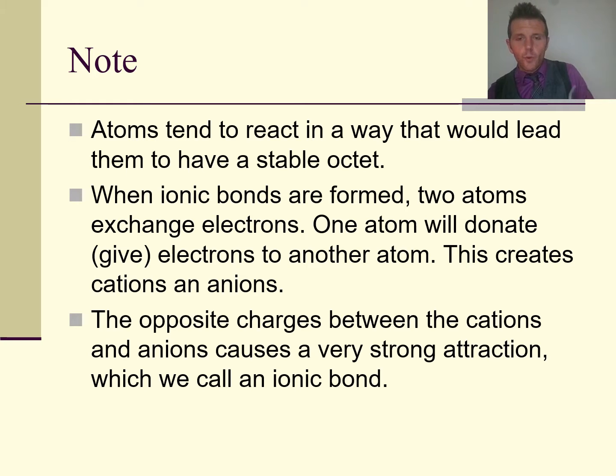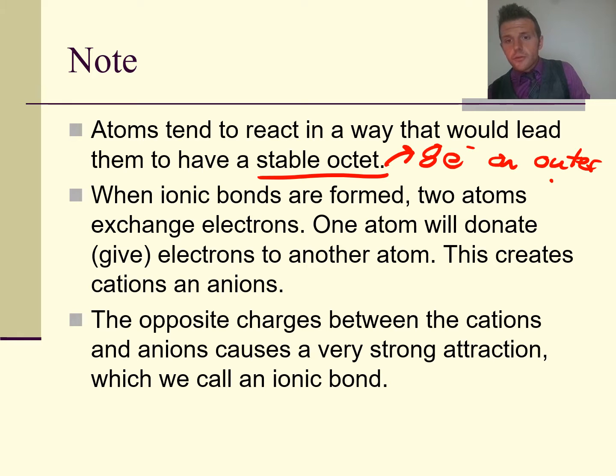When ionic bonds are formed, here, actually stop. Let's stop, rewind. Let's translate this. That just means 8 electrons on the outer layer. Outer shell. Let's try to stay consistent so we're not being confusing, Mr. Parks. That's a great idea, Mr. Parks. Thanks, Mr. Parks. Okay, so that just means 8 electrons on the outer shell.